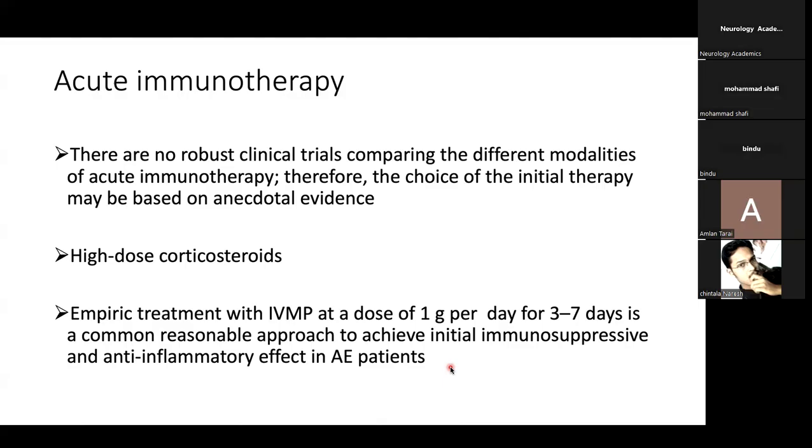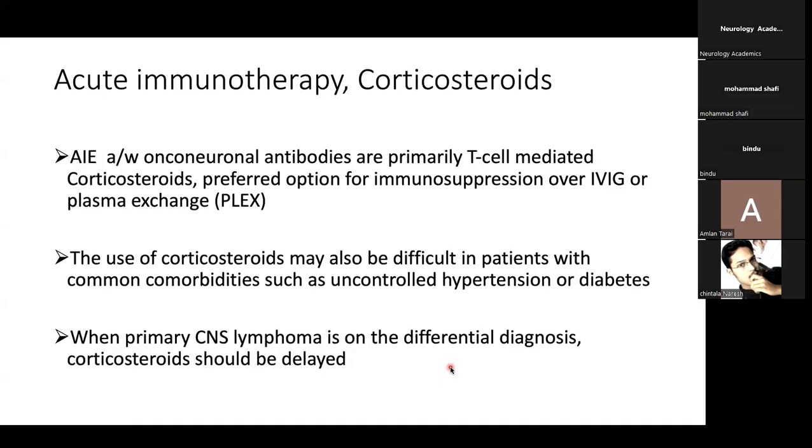We first go for the high dose corticosteroid for 7 days, a common reasonable approach to achieve initial immunosuppression and anti-inflammatory effect in autoimmune encephalitis. Autoimmune encephalitis associated with onconeural antibody is primarily T cell mediated, so corticosteroid is the preferred option for immunosuppression over IVIG or plasma exchange. The use of corticosteroid may also be difficult in patients with common comorbidities like uncontrolled hypertension or diabetes. When primary CNS lymphoma is a differential diagnosis, corticosteroid should be delayed.